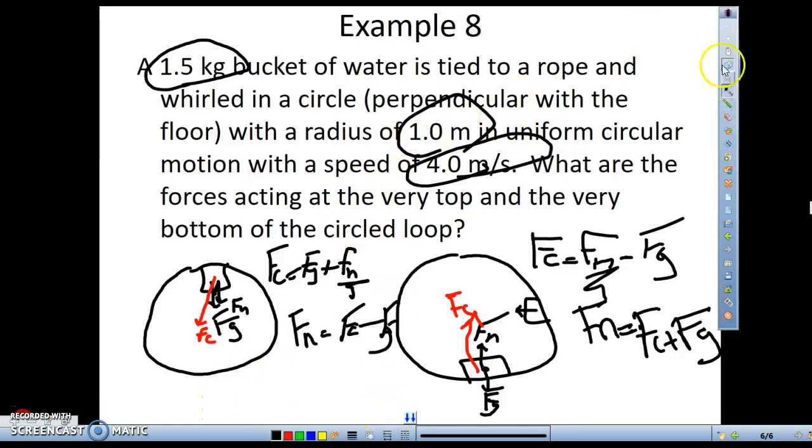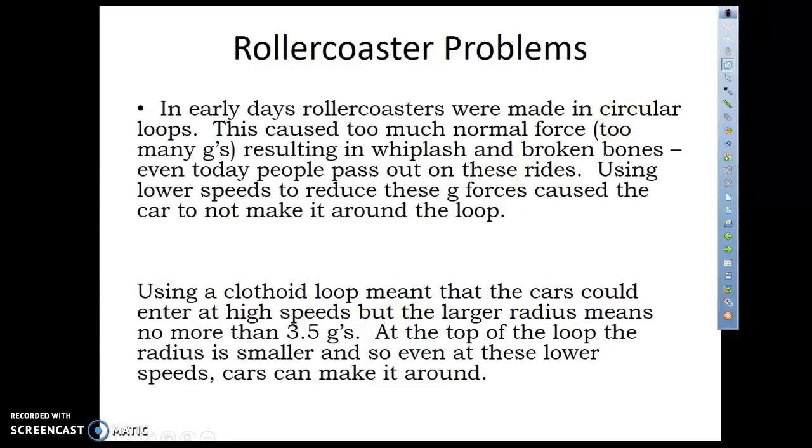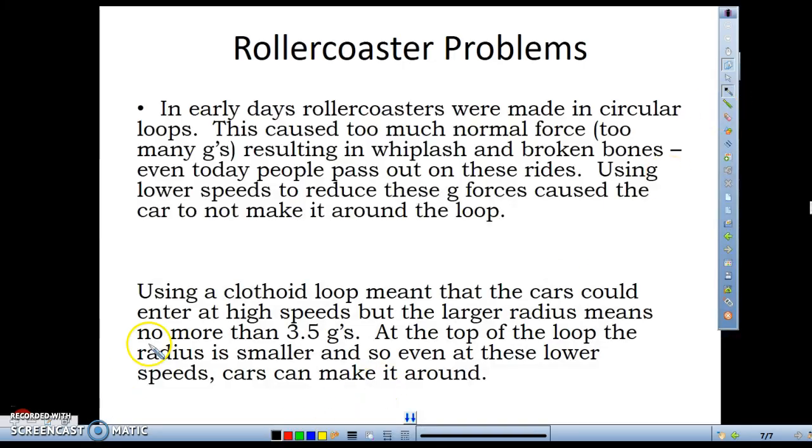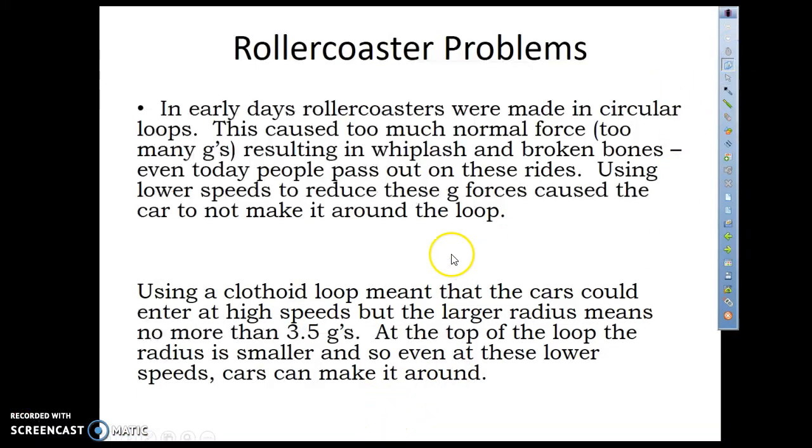All right, so I could plug all these numbers in, but let's go ahead and look at the next slide here. Roller coasters used to be made in perfect circles, but if you think about what we talked about in the last slide, you really can cause some real problems at the bottom by going too fast because you get so much F sub g and F sub n, but at the top, if you slow it down, you might not make it around. So they invented this clothoid loop where you would have a smaller radius on top and could make it around with a low speed, but you could enter at a high speed and not have anyone get hurt.